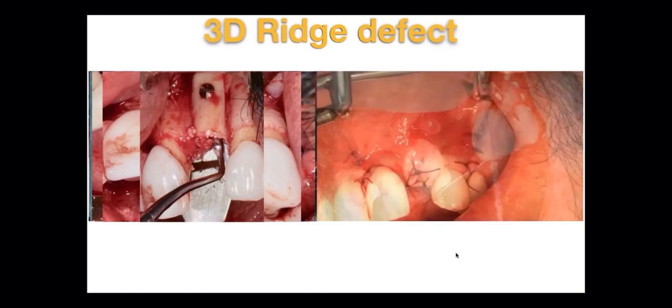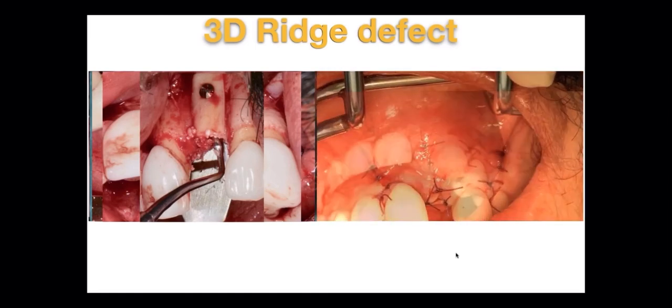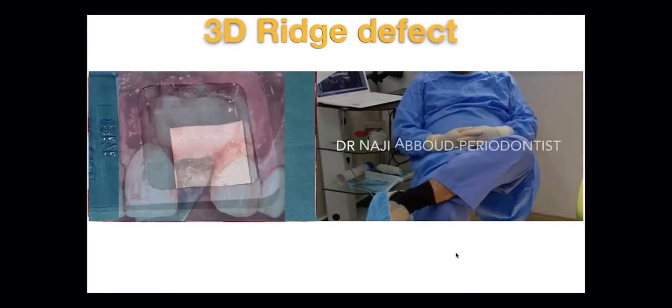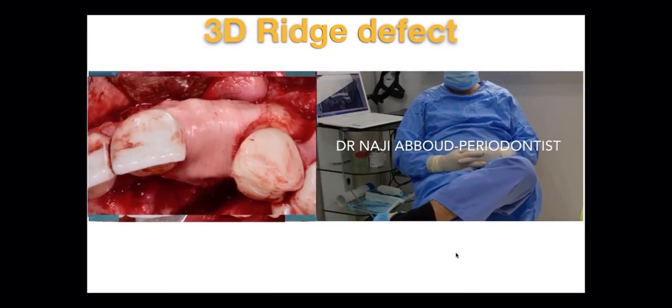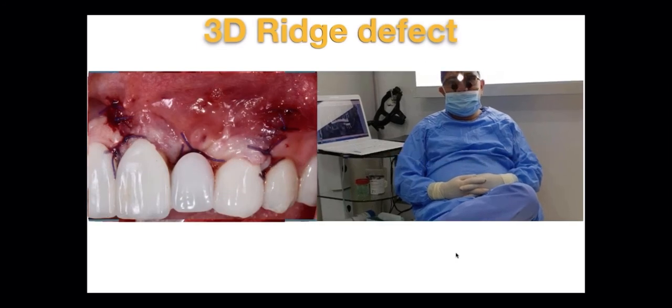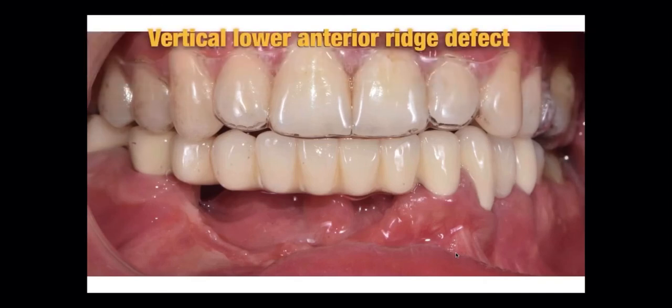We closed everything with a membrane, and the sutures also, they were like I showed you before. This is the membrane. It was also a combination of matrix and separate sutures. So now we are starting our vertical ridge defects regeneration.